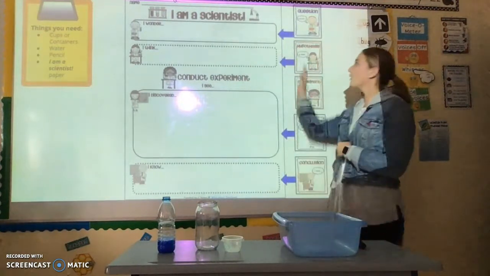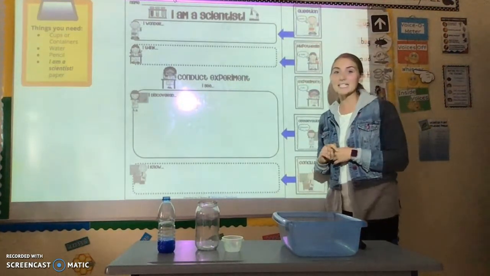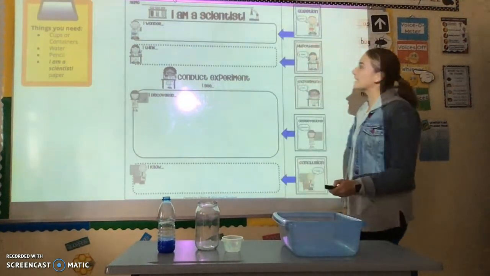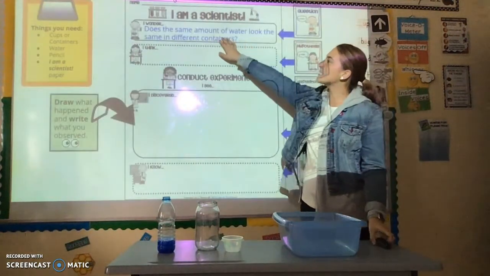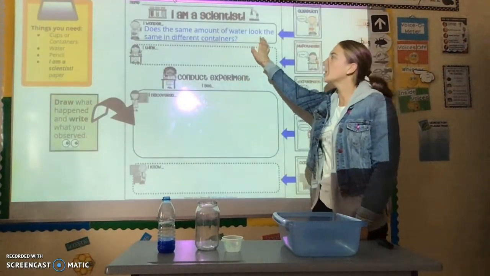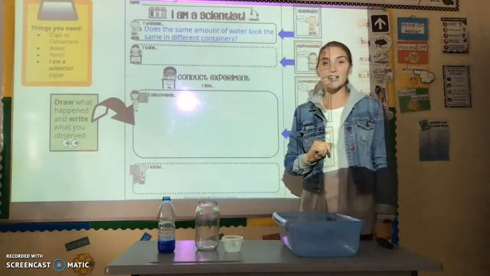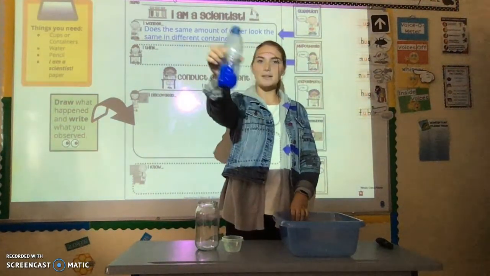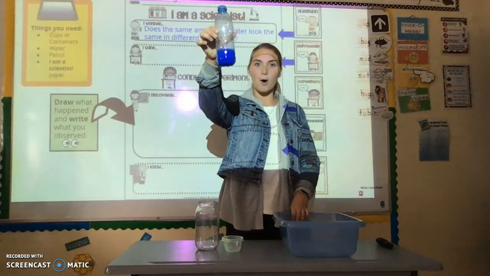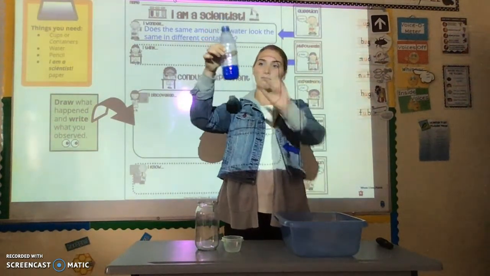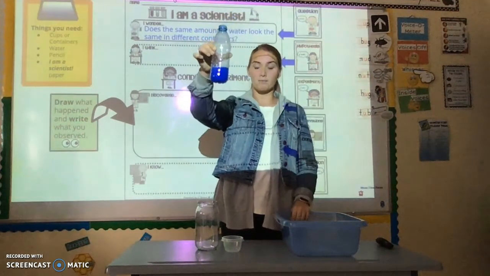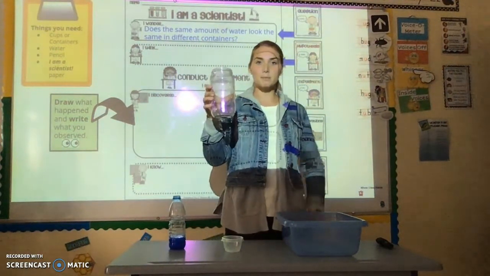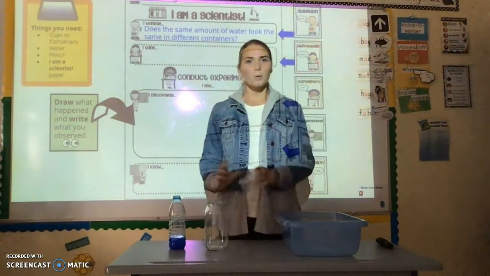All right, so the first thing we must do as a scientist is to ask a question. Our question today, boys and girls, is, does the same amount of water look the same in different containers? So, boys and girls, we have some water. I've dyed it blue so you can see it nice and clear from home. I have this much water. If I pour it into different shaped containers, will it look the same?